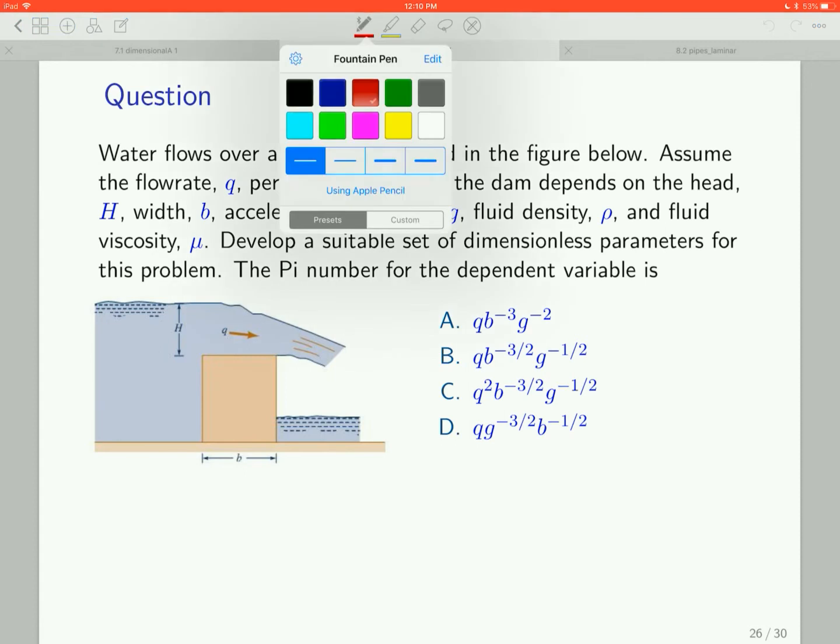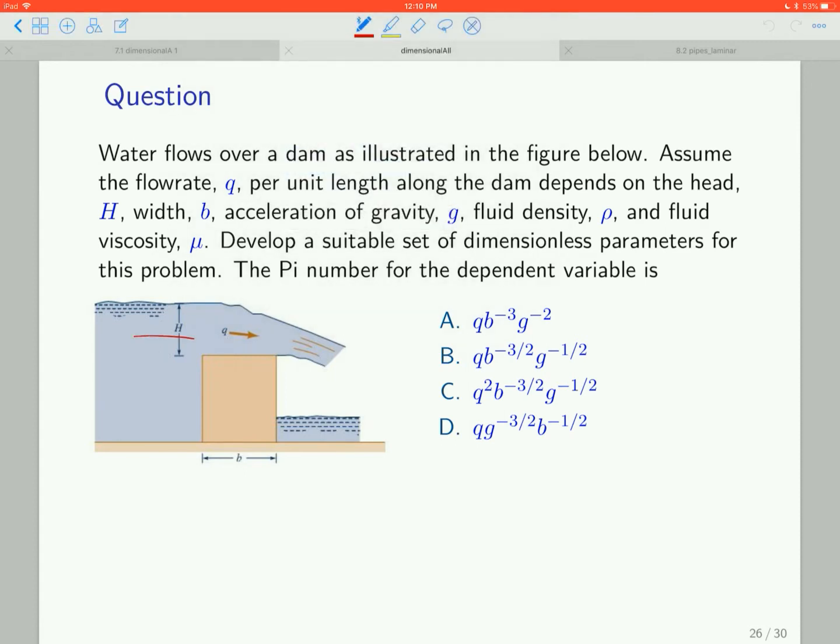We have water that flows over a dam. So the water flows over a dam, and the flow rate is Q. So the flow rate is Q, and that's flow rate per unit length.